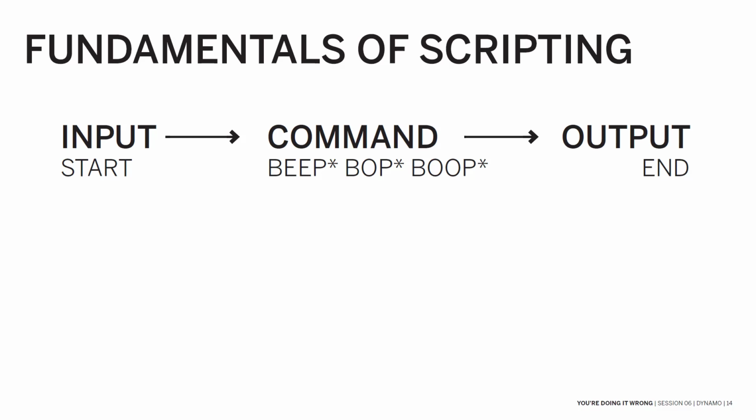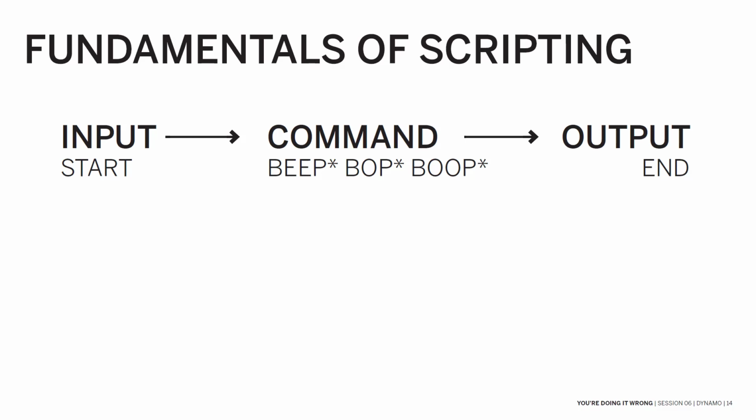The input gets plugged into or run through a command where a set of actions is being acted on the initial input. So you have an input, a what, you have a command, which is a how, and then you have an output, which is the result of the command being run on the input, right? So you have the what, you have the how, and then you have the result, and that's the basic chain of scripting.